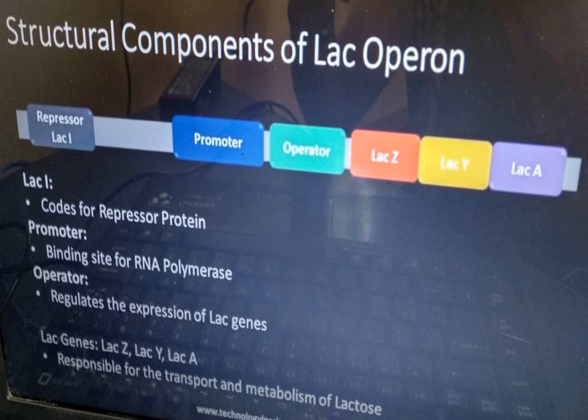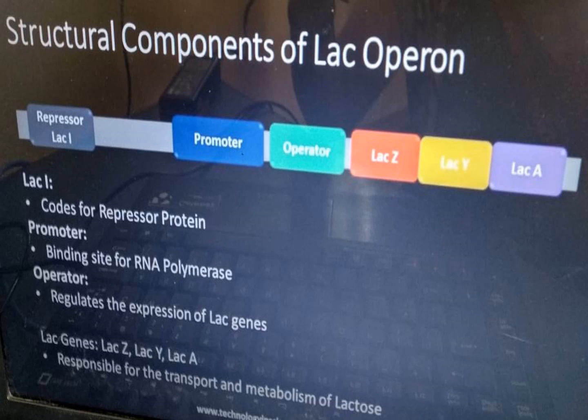And next, what is the use of this promoter? Promoter is needed for the binding of the RNA polymerase, right? We have seen already in the transcription mechanism. Then the operator. This operator will regulate the expression of the lac genes. We will see in detail.